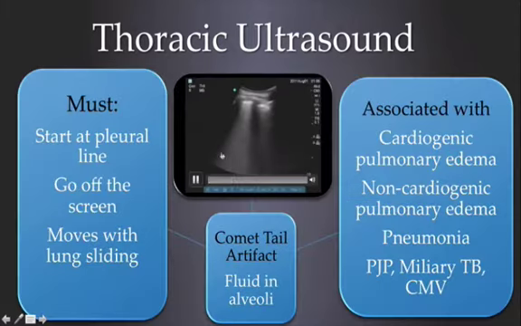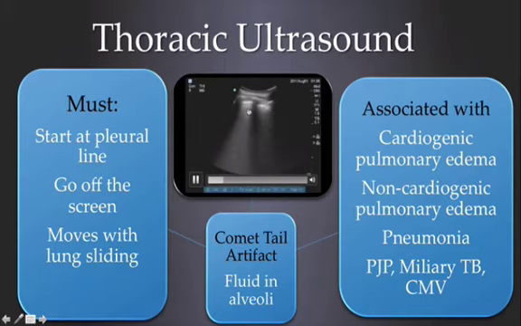For these to be true lung rockets indicating fluid in the alveoli, they must start at the pleura. They must go all the way off the screen. This is why the depth is increased to 13 centimeters. You can see that it goes off the screen. If you increased it to 16 centimeters, it would still go off the screen. And it must move with lung sliding. So they're moving because the two pleura are moving, just like we talked about before.